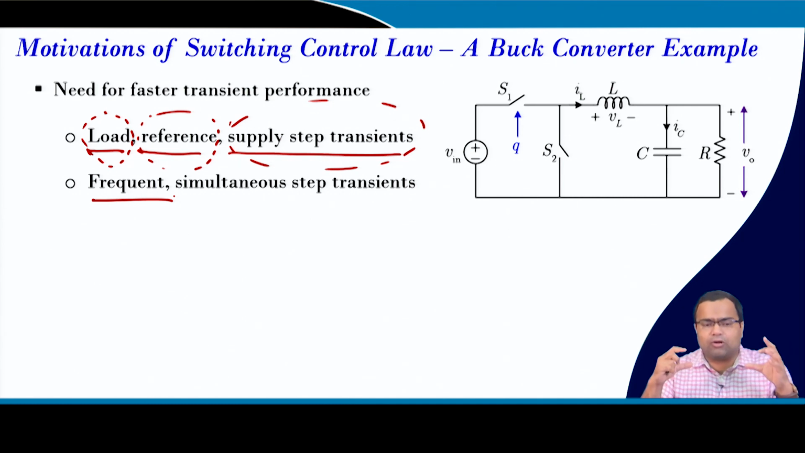That means only increasing the switching frequency may not be the only solution. Here control can play a significant role, and that is what we are going to explore: what are the fastest transient techniques that can be applied for a given switching frequency or a given converter.